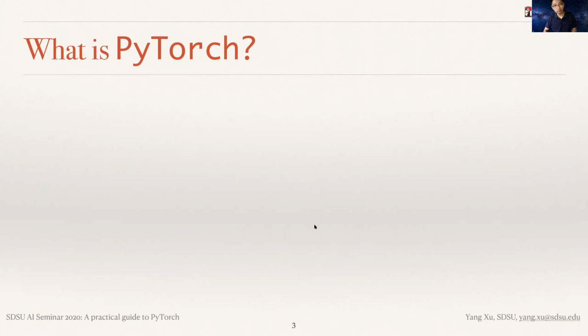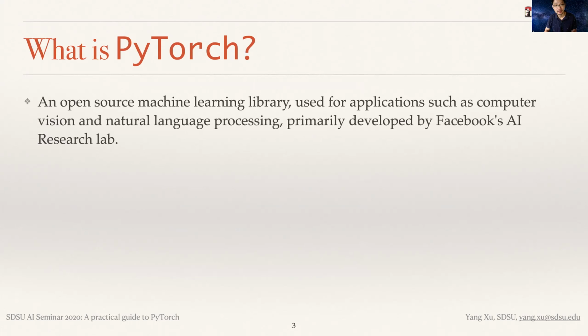So what is PyTorch? PyTorch is the main focus of the talk today. It is an open-source library, or you can say a computational programming framework. It is used for applications in computer vision and natural language processing, and it is developed by Facebook's AI Research Lab. I think it was released in 2016. This idea of PyTorch is based on an older framework called Torch, and Torch is written in another programming language, Lua.